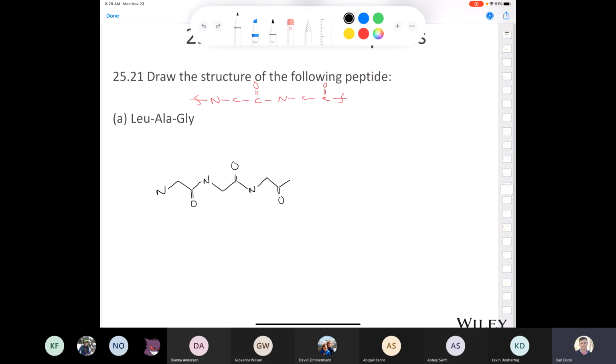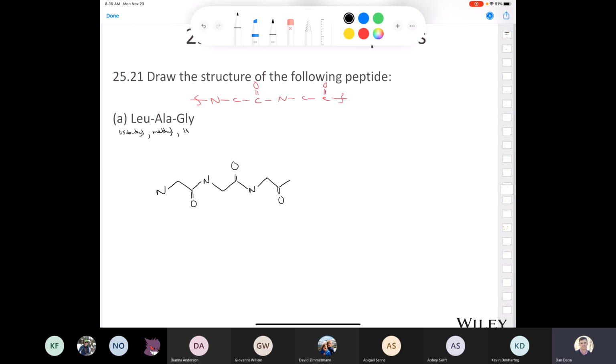Well, for a leucine, our side chain is an isobutyl. I'm just going to write these down here to kind of keep track. For an alanine, it's a methyl. Okay, and for glycine, it's just a hydrogen. Remember, glycine is not chiral.